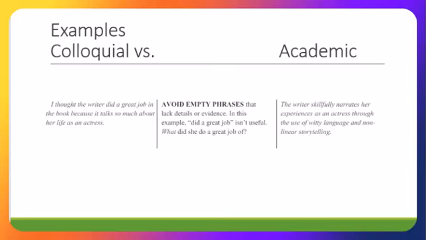So, colloquial versus academic. I thought the writer did a great job in the book because it talks so much about her life as an actress. So avoid empty phrases. Did a great job. Well, within a scientific paper, what does great mean? How do we quantify that? Academic writing: the writer skillfully narrates her experiences as an actress through the use of witty language and non-linear storytelling. Now, a word like skillfully may even be problematic within a scientific paper. What does skillfully mean?